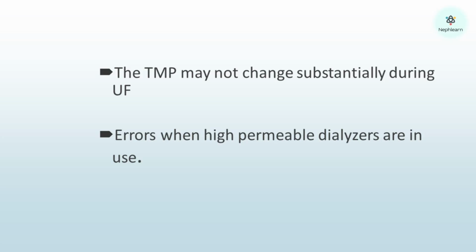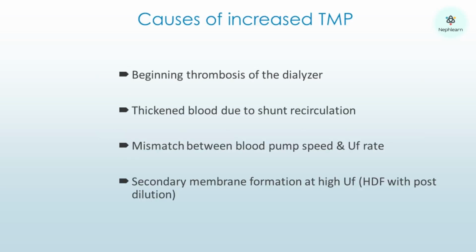The TMP may not change substantially during UF errors when high permeable dialyzers are in use. Increased TMP may be because of thrombosis in the dialyzer, thickened blood due to recirculation, mismatch in the blood pump speed and the UF rate, and secondary membrane formation at high UF rates.